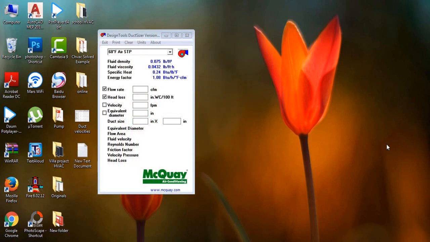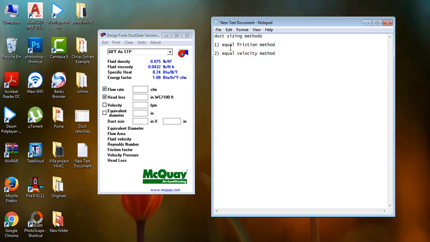Now let's start the tutorial. There are two methods of duct sizing. The first one is equal friction method and the second one is equal velocity method. In equal friction method, we use airflow rate and duct friction loss as inputs, and in equal velocity method we use airflow rate and air velocity as the inputs. If we don't have friction loss, we first use the equal velocity method to get duct friction loss value, then continue the calculations with the friction loss method.